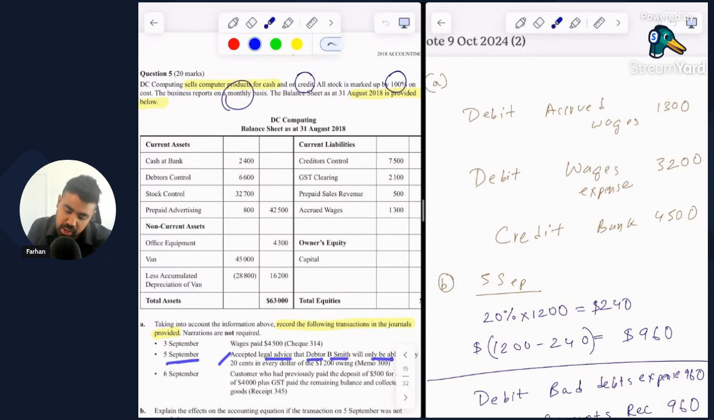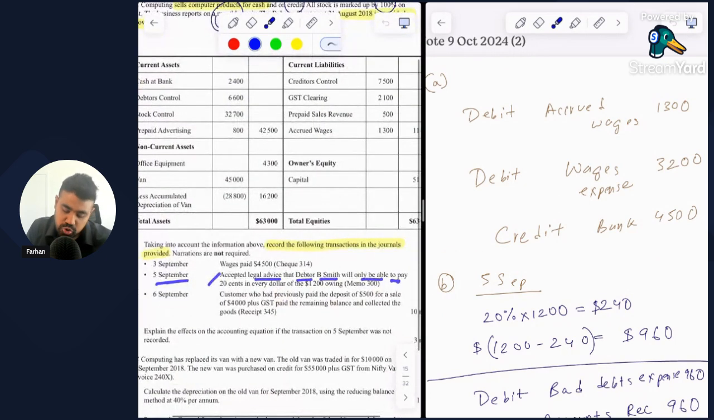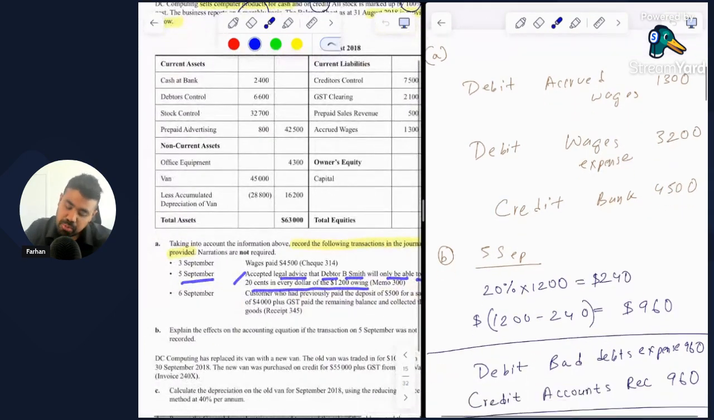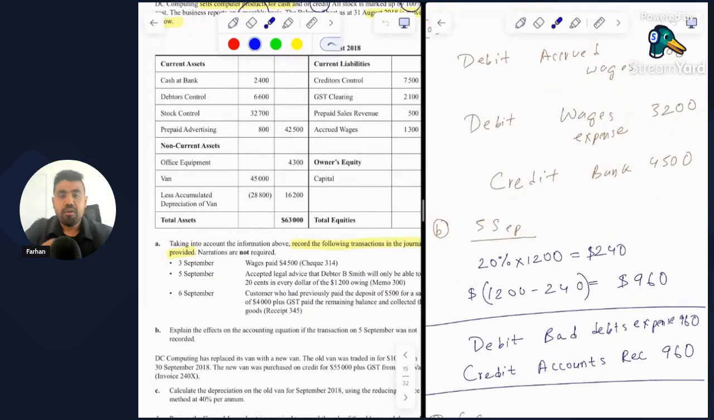Smith will only be able to pay 20 cents in every dollar of the $1,200 owing. Okay. So what this means in simple words is that we have got a credit customer called B. Smith, and we have made a sale of $1,200 in the past. Now, what's happening is that this customer is unable to pay us now, which means that we need to remove this customer from the books.